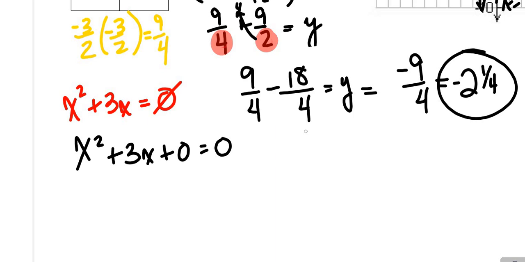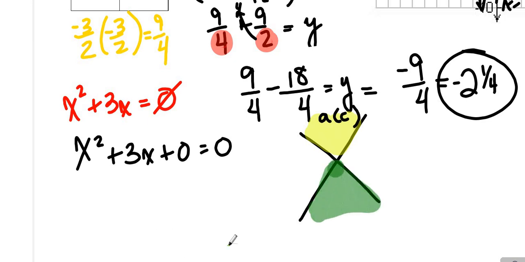Now, Mrs. Gangle taught you to factor like this. It's called X-box. And in the top, you put whatever A times C is. And in the bottom is B. So we take a look here. Our A is 1, our C is 0. So 1 times 0 is 0. And our B is positive 3.